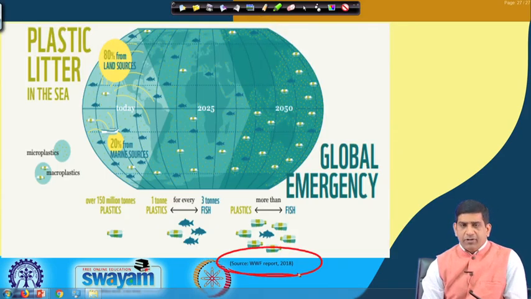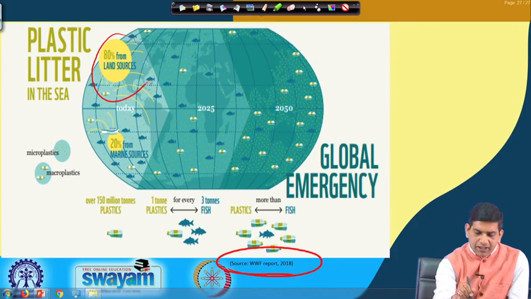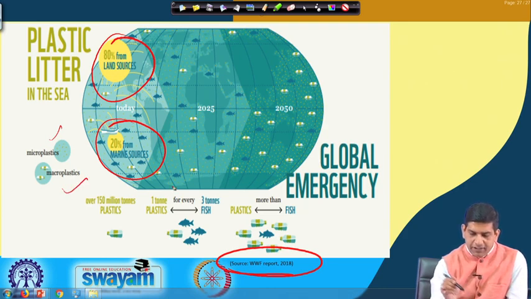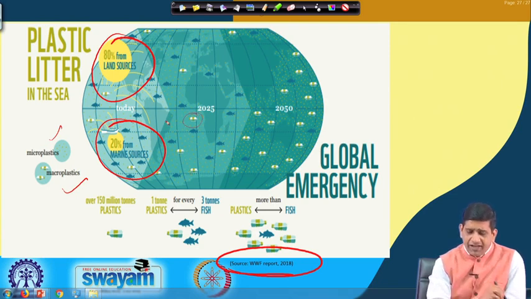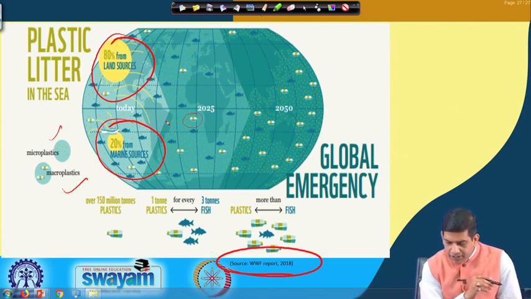It is again the same WWF report which is in your reading material. Plastic litter in the sea, 80% is coming from land sources, 20% is from marine sources. There are microplastics and macroplastics, as you can see in the picture here. Microplastics, a lot of smaller dots. If you look carefully, there are lots of smaller dots all across the globe. Macroplastics are these ones, and they have been documented as also being there, but we are seeing more and more of microplastics right now.